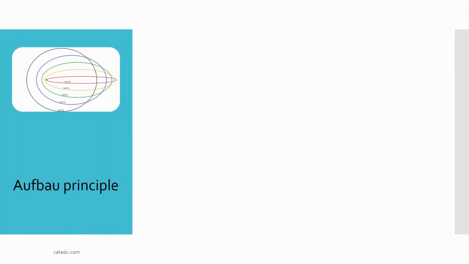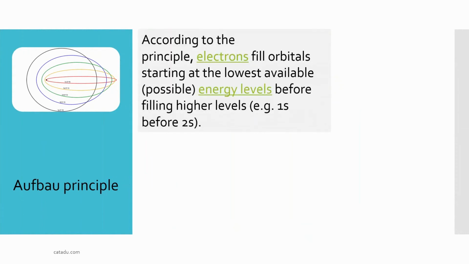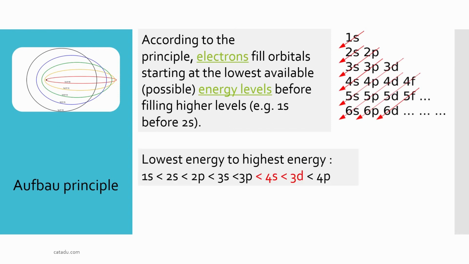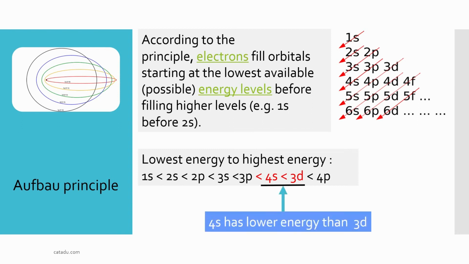Aufbau principle. Aufbau principle is needed for the electronic configuration. According to the principle, the electrons fill orbitals starting at the lowest energy first. In the first orbit only s orbital, the second s and p, third s, p, d. So there is no 3f or 2d. This is the order for the electrons entering the orbitals: 1s, 2s, 2p, 3s, 3p. Here there is a break. 4s has lower energy than 3d.